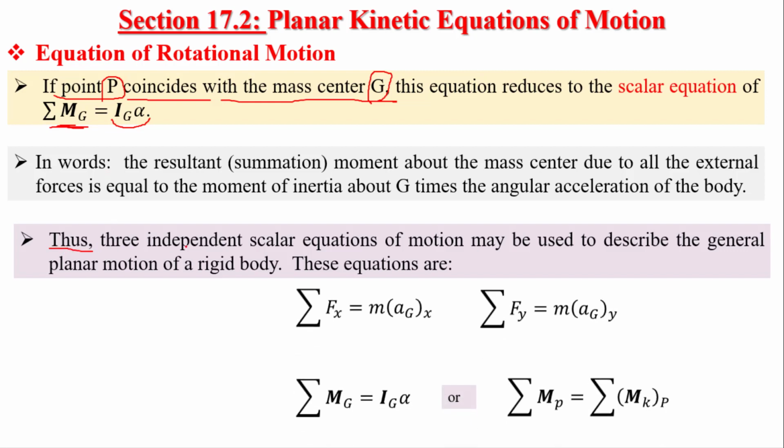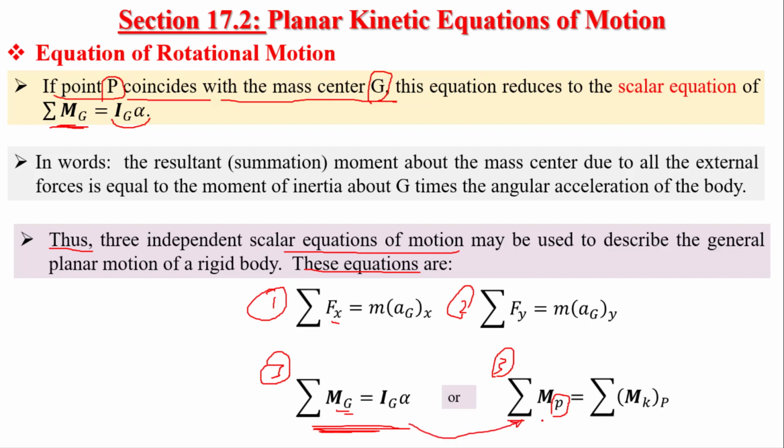Thus, the three independent scalar equations of motion may be used to describe the general plane motion of a rigid body. Equation 1, summation of force about x, summation of force about y, and summation of moment. Either we take it about the centroid, or the third equation will be summation of moment about any other point except the centroid. So either this equation or this equation, in order to have three equations.